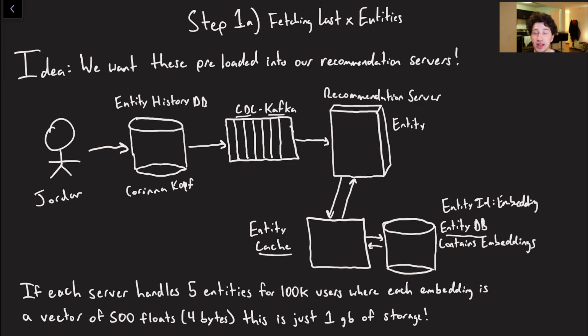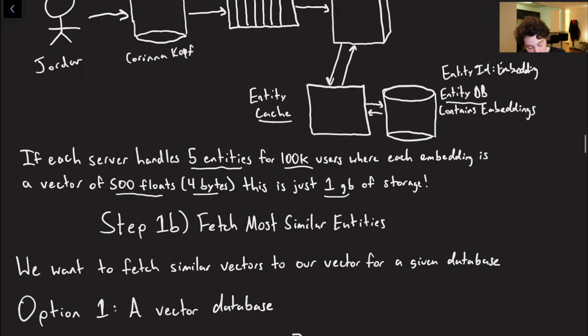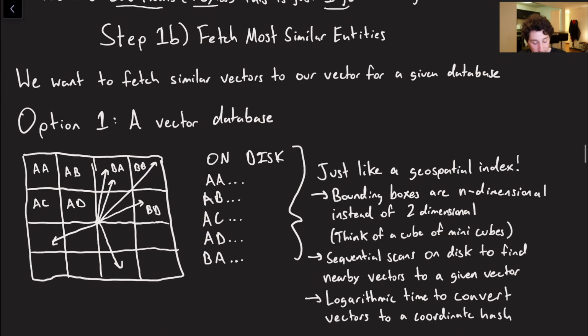Now, of course, I do a little bit of a computation down here because we want to make sure that we're not caching too much information per user, right? So if each server handles 5 entities for 100,000 users, where each embedding for those entities is a vector of 500 floats, so that's 4 bytes per float, this basically means that that recommendation server only needs to keep 1 gigabyte of data in memory, which is really not that much. This thing probably has hundreds of gigabytes of RAM on board, and so having to store just 1 gigabyte for this process is great because it avoids an extra database call to get my last few watched entities or last few seen entities every single time that we make a request for recommended entities. Cool. So that's step 1A.